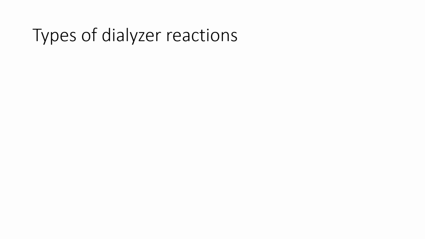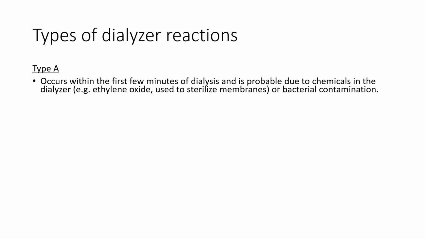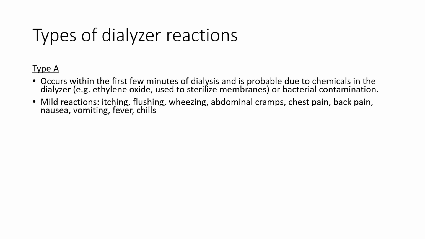There are two types of dialyzer reactions, A and B. Type A dialyzer reaction occurs within the first few minutes of dialysis and is probably due to a reaction to chemicals used to clean the dialyzer, such as ethylene oxide, or due to bacterial contamination. Mild reactions may include itching, flushing, wheezing, abdominal cramps, chest pain, back pain, nausea, vomiting, fever, and chills. But a patient can have more severe reactions, including hypertension, dyspnea, cardiac arrest, and even death.